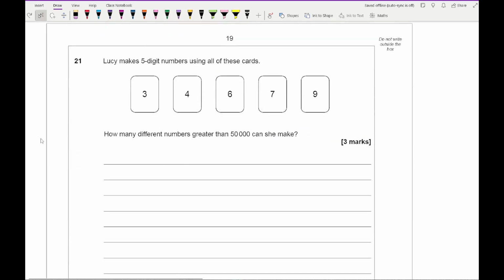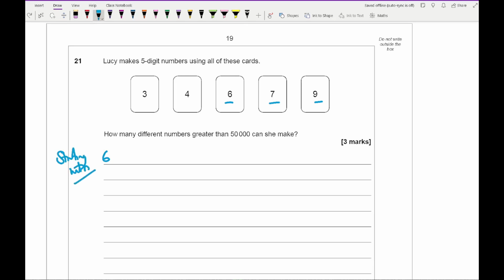Moving on to question 21, it says Lucy makes a 5-digit number using all of these cards. How many different numbers greater than 50,000 can she make? Well, for it to be greater than 50,000, 6, 7, or 9 needs to be the number in front. So if I just start off with writing 6, then what other numbers can I use? Well, let me just write starting with 6.